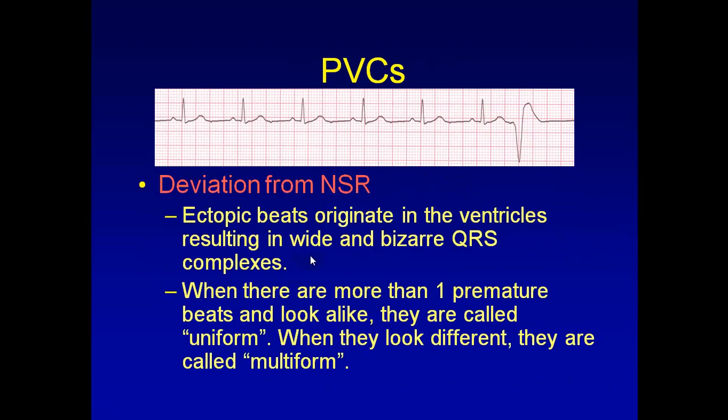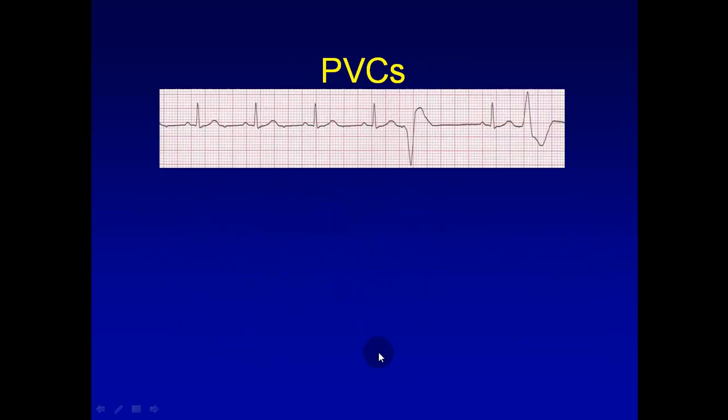Ectopic beats originating in a ventricle result in wide and bizarre shaped QRS complexes. When there is more than one premature beat and they look alike, they are called uniform. When they look different, they are called multiform or multifocal. This is unifocal, originating from one focus, and that is if it's multiform or multifocal.